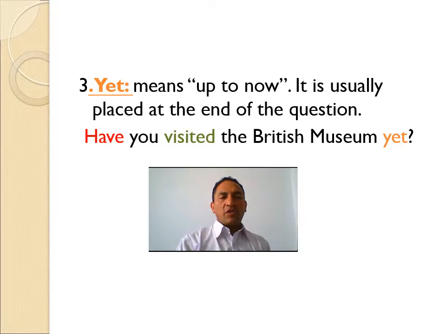The second one is yet. The expression yet means up to now. It is usually placed at the end of the question. Example, have you visited the British Museum yet? In this case, opposite to the previous one, it is not possible for us to use this expression yet at the beginning of the sentence. So, it is not possible for me to say, yet have you visited the British Museum? It is not possible.